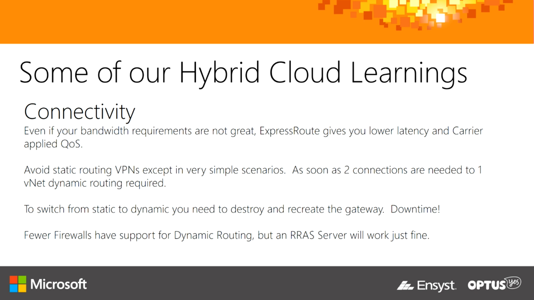Right now, depending on where you are and what kind of firewalls you're using, it's possible that your firewall may not support dynamic routing. So a good workaround solution is using a Windows 2012 RRAS server. It actually can do dynamic routing out of the box.